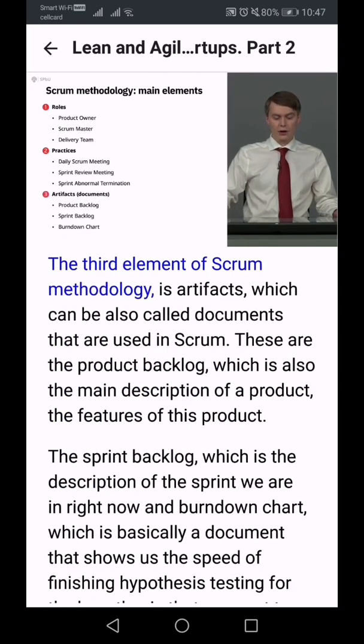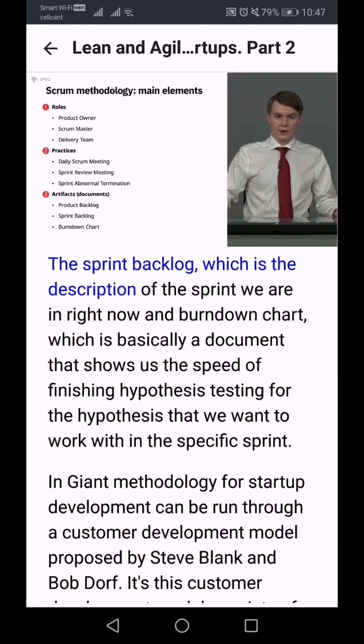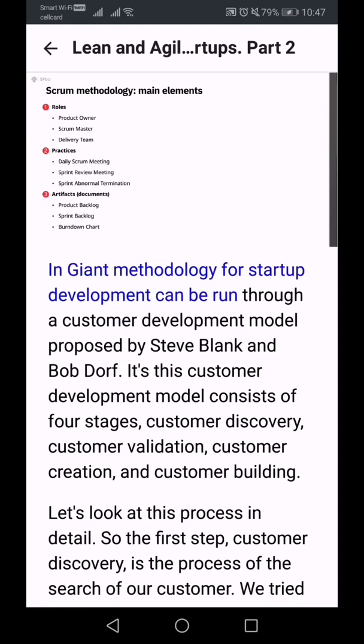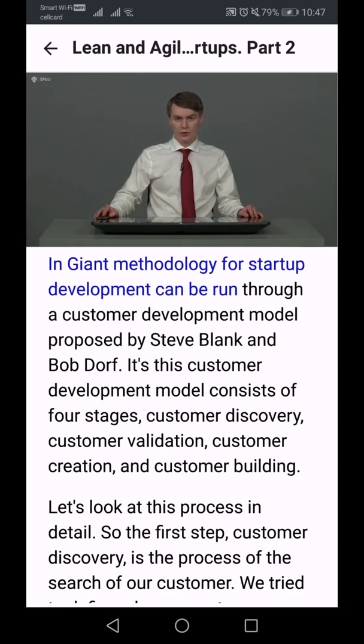The third element of Scrum methodology is artifacts, which can be also called documents that are used in Scrum. These are the product backlog, which is also the main description of a product, the features of this product. The sprint backlog, which is the description of the sprint we are in right now, and the burned out chart, which is basically a document that shows us the speed of finishing hypothesis testing for the hypothesis that we want to work with in the specific sprint. Agile methodology for startup development can be run through a customer development model proposed by Steve Blank and Bob Dorf.